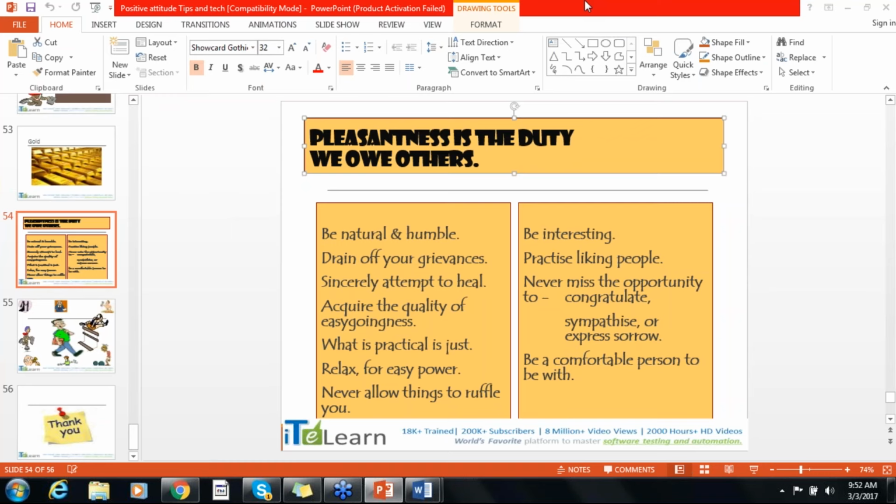Be interesting. We need to have interest first. So be interesting. Practice liking people. Never miss the opportunity to congratulate, to sympathize or empathize, or express sorrow. And be a comfortable person to be with.